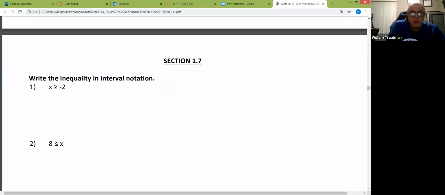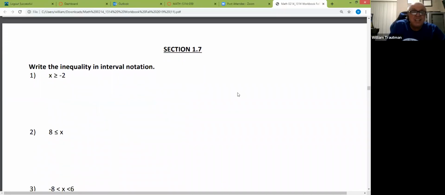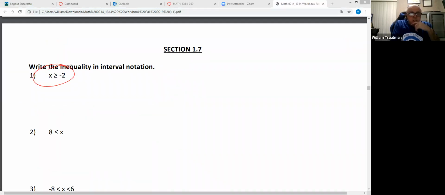Section 1.7, write the inequality in interval notation. Okay, so it's really important to be able to read these too. Can somebody tell me what number 1 says? Do you have a microphone? Say it out loud. What does number 1 say?